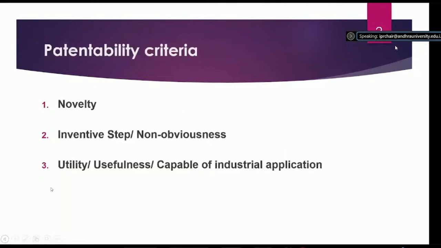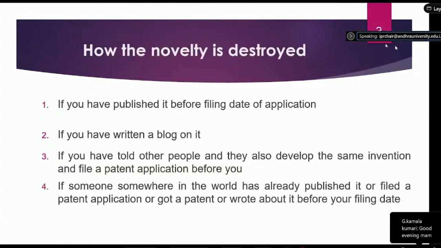So here I told you the first criterion is novelty, right? That means new. So how can novelty be destroyed in your patent application? First of all, if you have published, I mean a journal publication. If anybody doing research work in your department has sent something for journal publication and says I have got a paper, you are not supposed to have published before you send the same thing for a patent application. So you file the patent application first, then you publish it, okay?